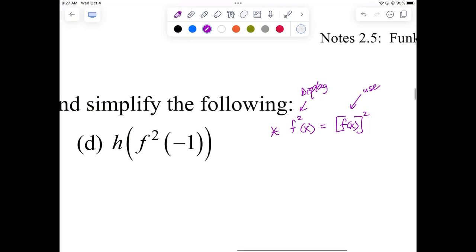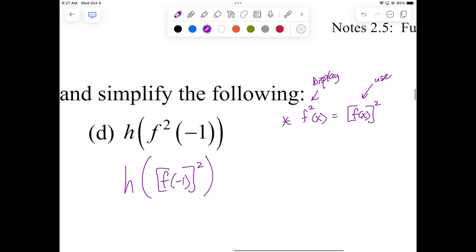So let's go ahead and write this in blue collar form. H of f of negative 1 quantity squared. Now, because this one has a number on the inside, instead of plain old x, you can actually do this one as a sequence of operations. Because we have a number, not an x.